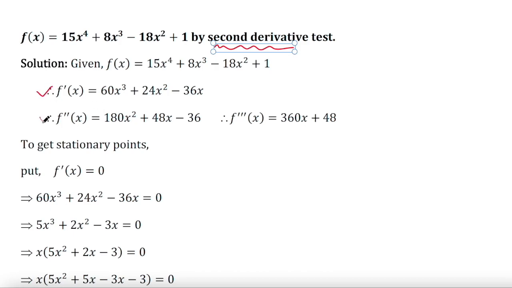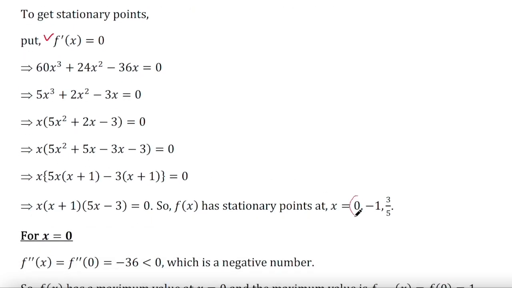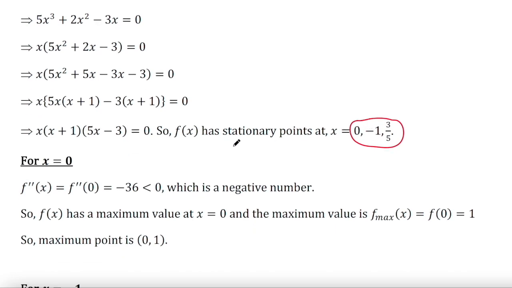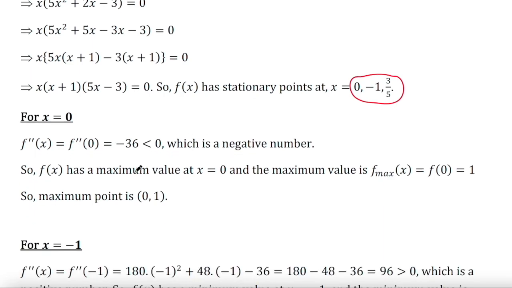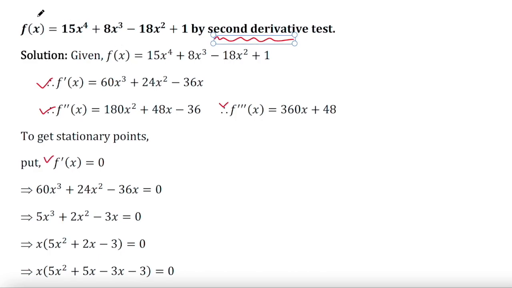First you need to calculate the first derivative, second derivative, third derivative, and by putting the first derivative equal to 0, you will get 3 x values. Now you need to check at these 3 values whether there is a maximum point or minimum point or SIP. First at 0, second derivative is negative, so there is a maximum point, and the coordinate of the maximum point is (0, 1). 1 you will get if you put 0 in the given function. Given function means this one.